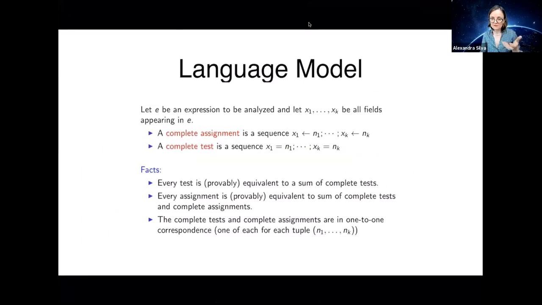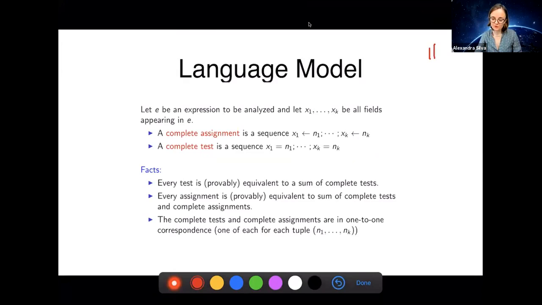NetKAT, as I said, was studied very much in the spirit of Kleene algebra, and it came also with a language model. So the standard model that I showed you before, which were those filter or history transformers, is equivalent to a different semantics, which is regular subsets of guarded strings. And those guarded strings are basically very similar to the ones of Kleene algebra with tests, in which you have complete assignments and complete tests ranging over the actions that you can do on a field and over the tests that you can do on a field as well.